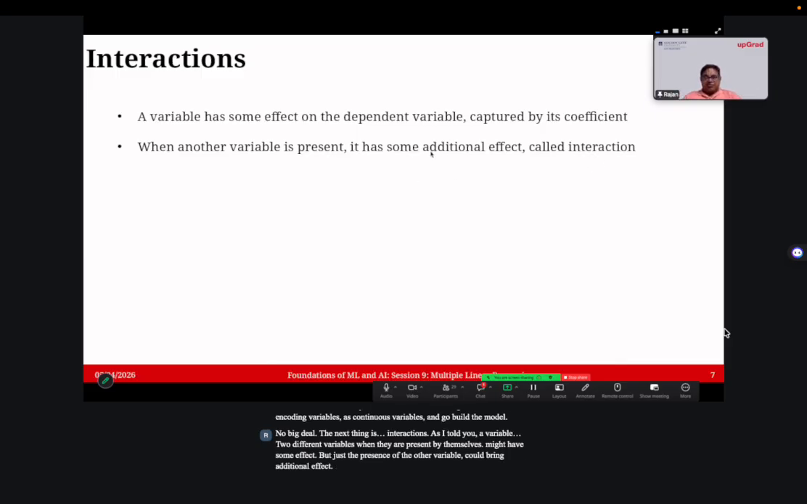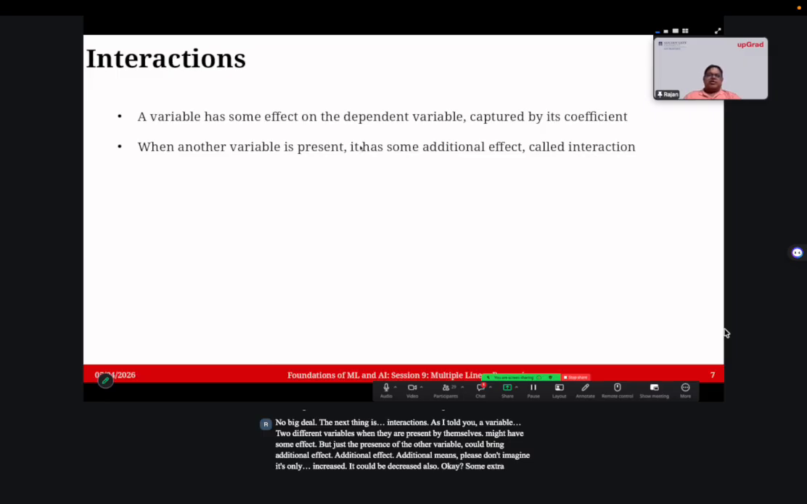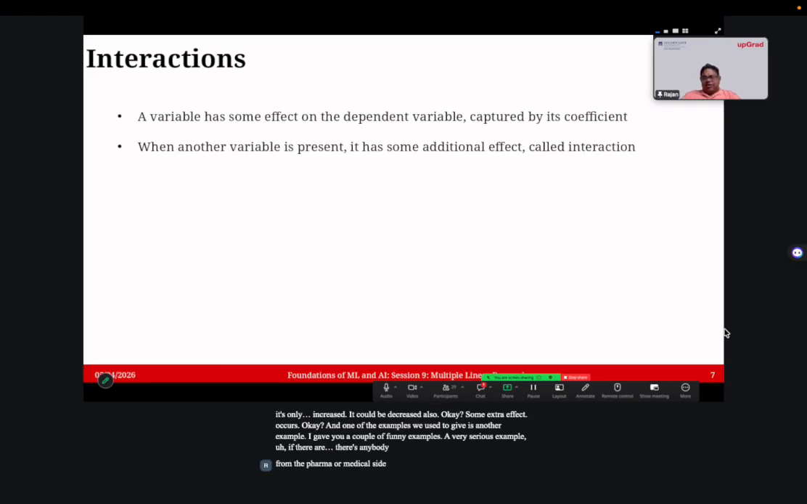Additional effect. Additional means, please don't imagine it's only increased. It could be decreased also. Some extra effect occurs. And one of the examples we used to give is another example. I gave you a couple of funny examples. Now a very serious example, if there's anybody from the pharma or medical side, you would know that.